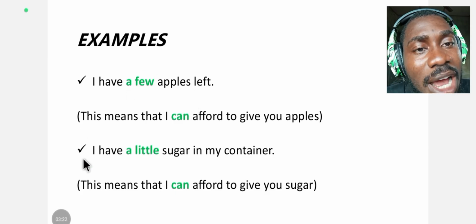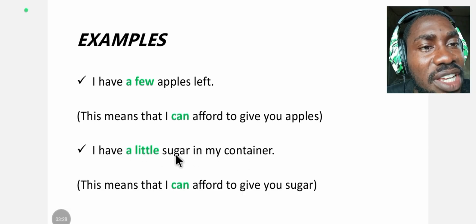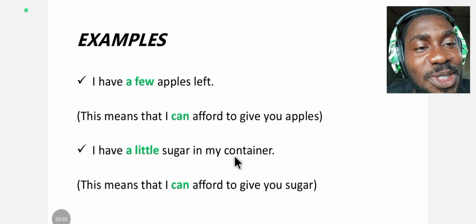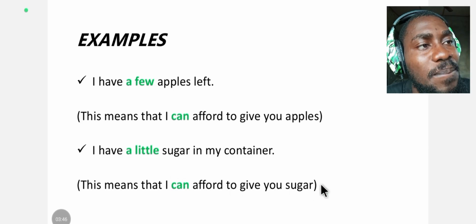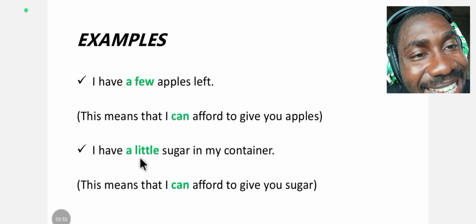The second example we have here is: I have a little sugar in my container. Nigerian students in the university or in the higher institution will relate to this. What does this statement mean? It means that this fellow can afford to give you sugar, can afford to lend some sugar, can afford to spare some sugar because of this form, a little.